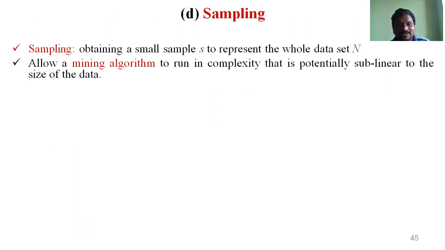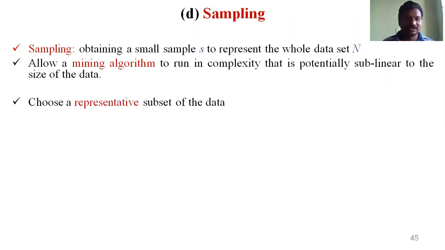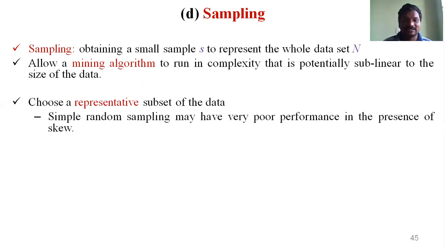Here it allows a mining algorithm to run with complexity that is sublinear to the size of the data. Here you are selecting a representative set of data, and then you have simple random sampling. What is simple random sampling? It can have very poor performance, so we develop adaptive sampling methods.